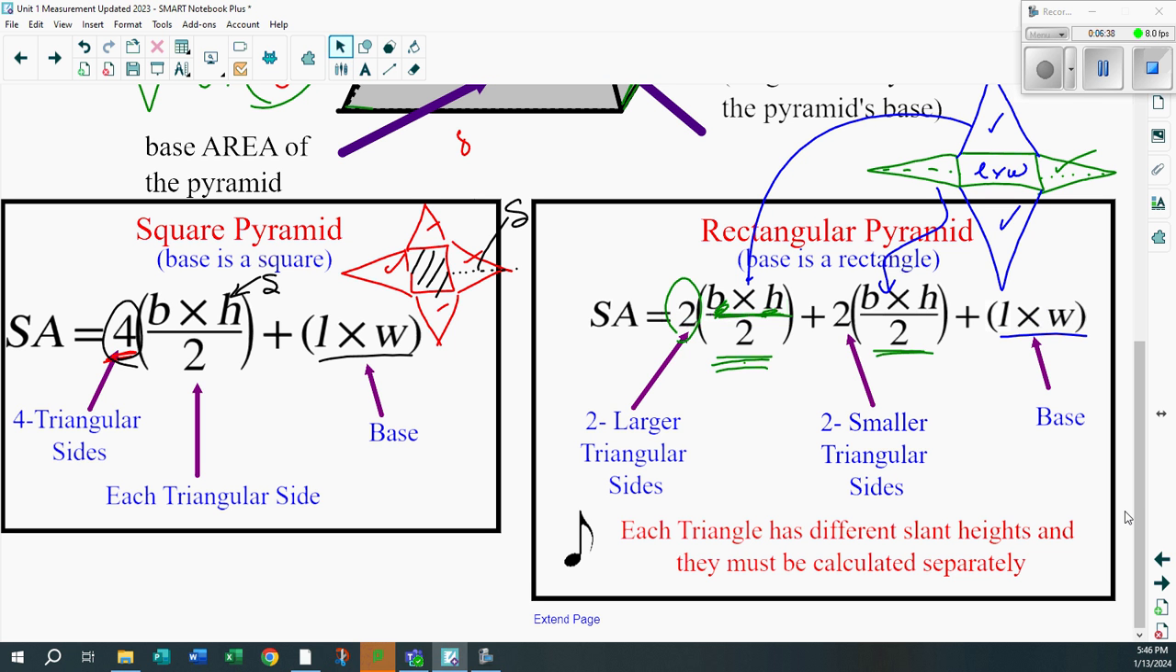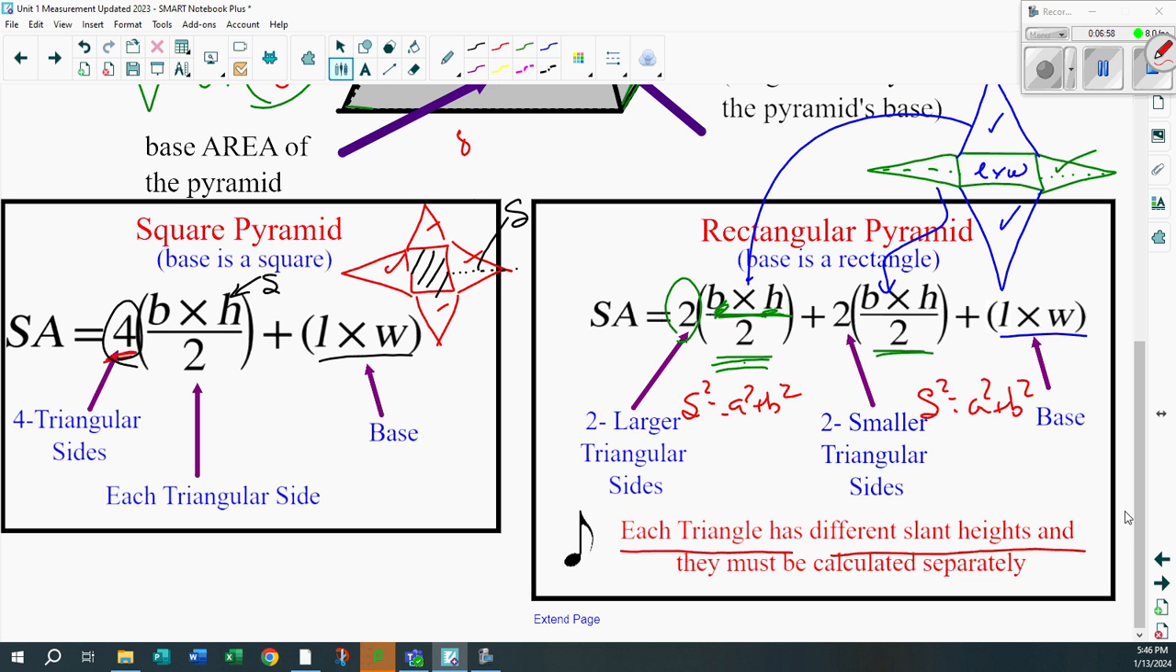The important thing to notice here, when this is a rectangular pyramid, is that each triangle has a different slant height. And you have to use Pythagoras twice. You have to use s squared equals a squared plus b squared on this one, and s squared on this one, using the other a squared, but the height is still the same. b squared will be the height. See how it works?